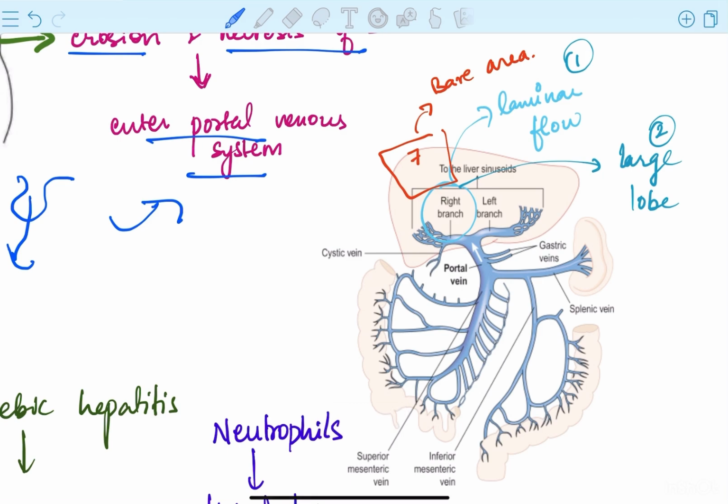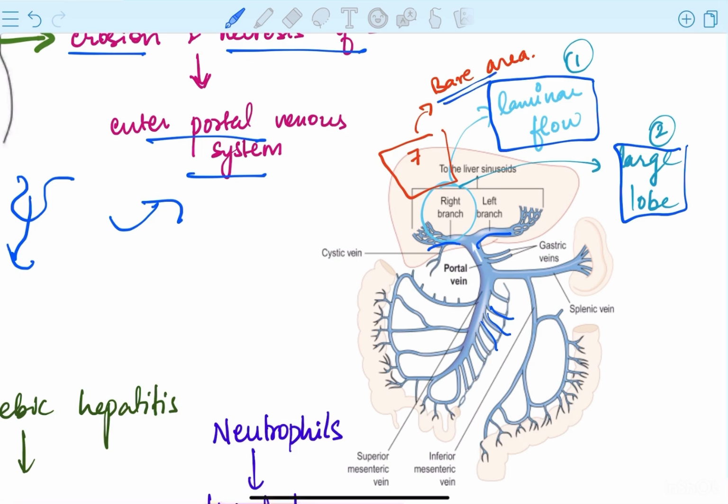So in this portal venous system, these are the branches that take up blood from the small intestine. The portal vein divides into how many branches? Yes, it divides into right and left branch inside the liver. So once it goes inside the liver, the right branch is known to have a laminar flow. So there is a constant laminar flow. There is no turbulence in the right side. And also the right lobe is very large. Therefore, it is very easy for the parasite to stay in this bare area or the seventh segment.